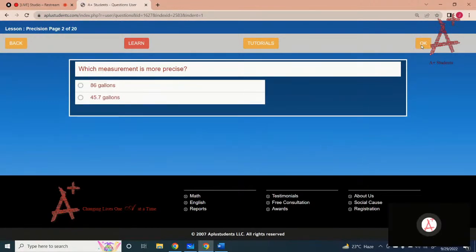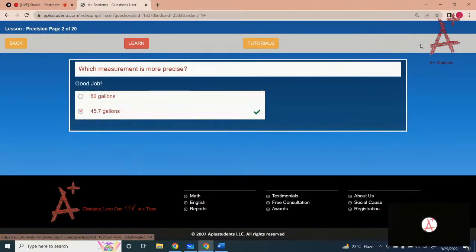Okay, which measurement is more precise? 86 gallons and 45.7 gallons. Both of them have the same unit, so the one that has more decimal places is more precise. Got it? So that would be, very good, 45.7 gallons. Select the correct option and click on the OK button.